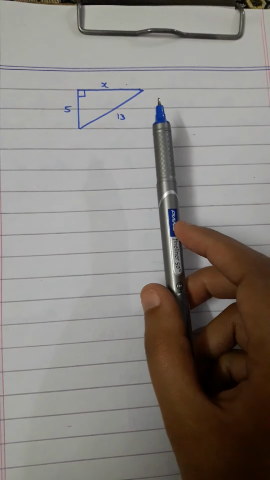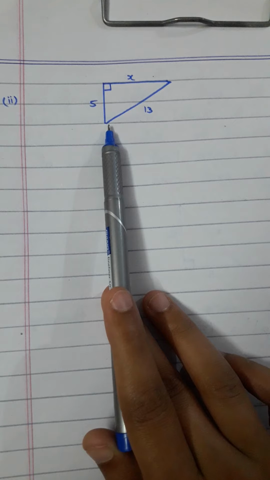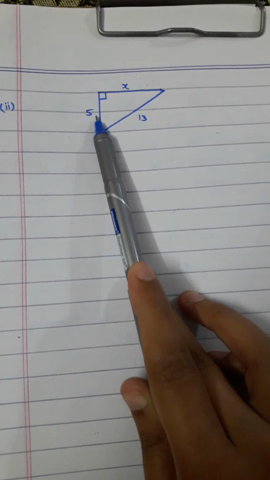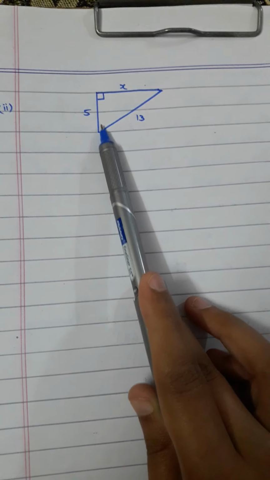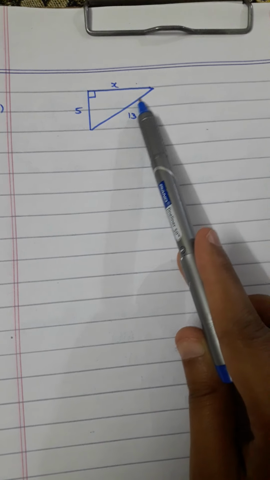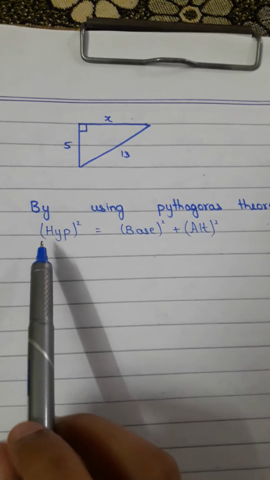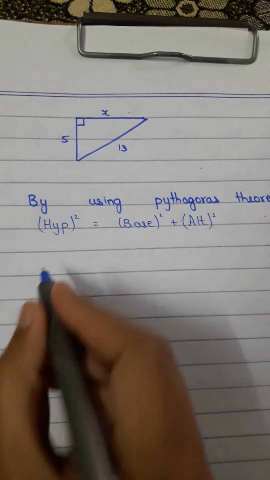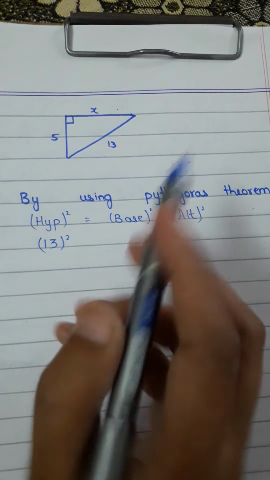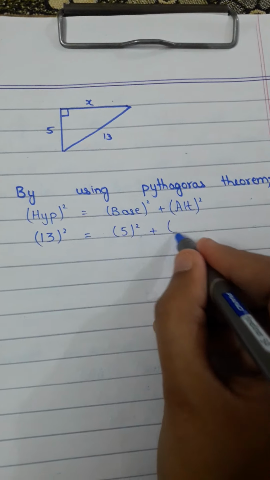Yes students, in this part you can see that this is the altitude, this one, this is the base which is the adjacent side to the 90 degree. Clear? And the largest side or the longer side, this is the hypotenuse, and this side is the height. Now again by using Pythagoras, according to this, the height is 13. Here is the height, this is the base, and this is the altitude.